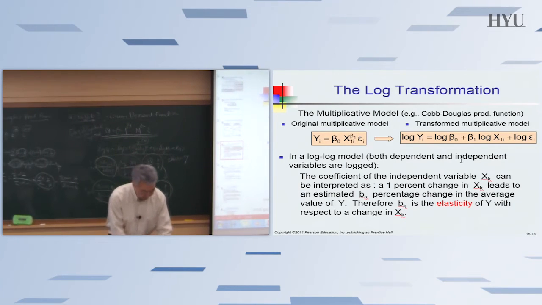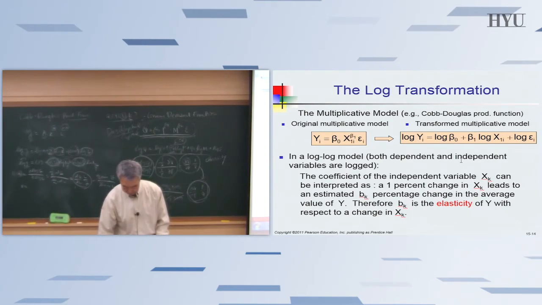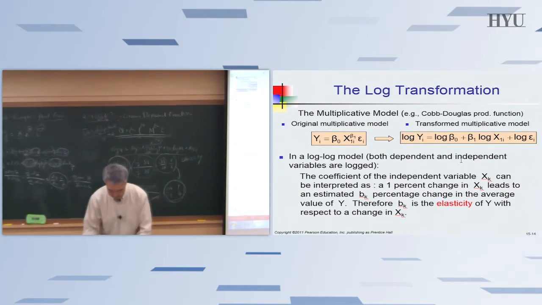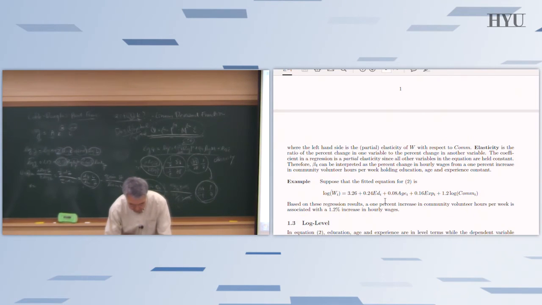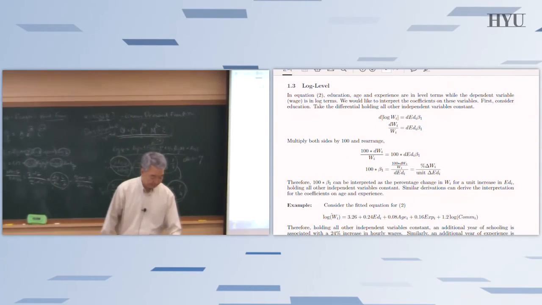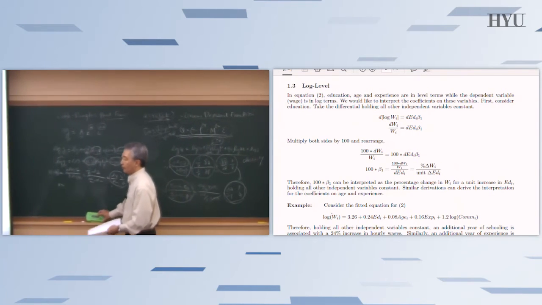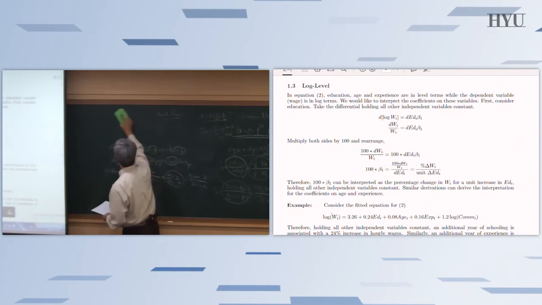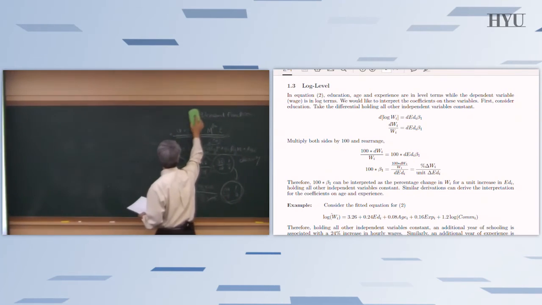All right. Let's talk about one more type of log transformation. We don't have any more slides here, but I'm going to talk about the log-level model. This is another very popular functional form used in business and economics.